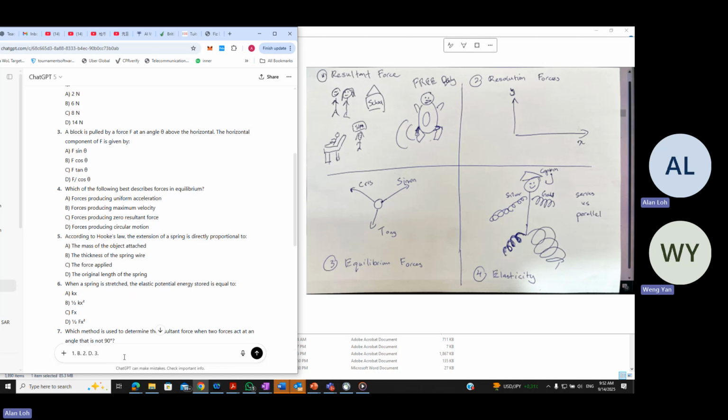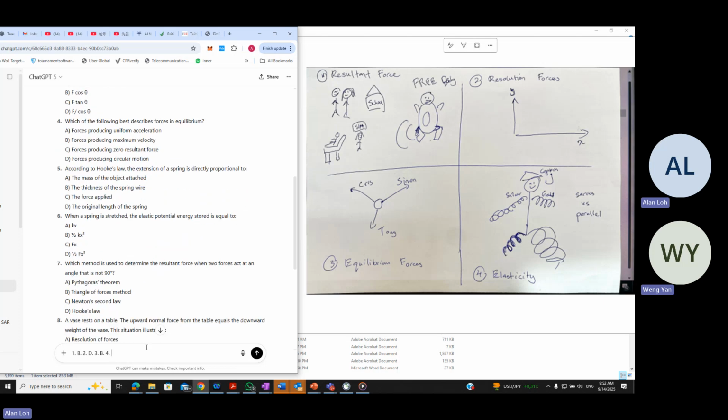The next one is the second drawer, I'm pretty sure. Let me read. A block is pushed by a force F at an angle above the horizontal. Horizontal component of F is horizontal, so it's force. Yeah, it's Tokyo, so it's B. Which of the following best describes forces in equilibrium? This is the third one. Wait, let me read. C, zero resultant force. They're all pulling at the same force.